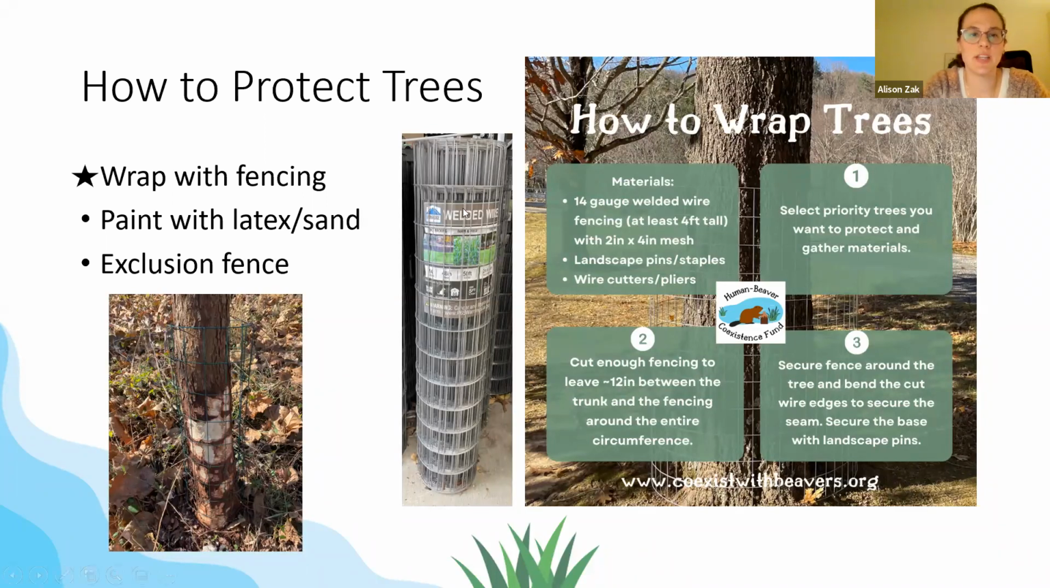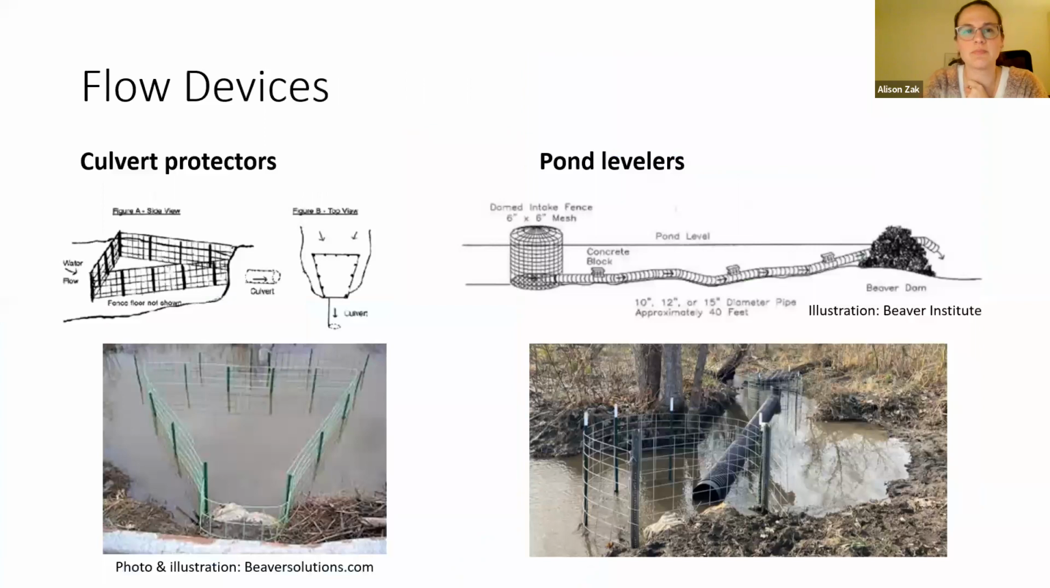Oh, and the picture down here on the bottom left is a great picture of what not to do. This was at Cool Spring, and it shows how if you wrap the fencing too tightly to the tree, the beavers will chew right through it. That's also why we recommend 14 gauge wire, because anything less than that, beavers can either bend it or chew right through it. Making sure you have the right materials cannot be overstated.